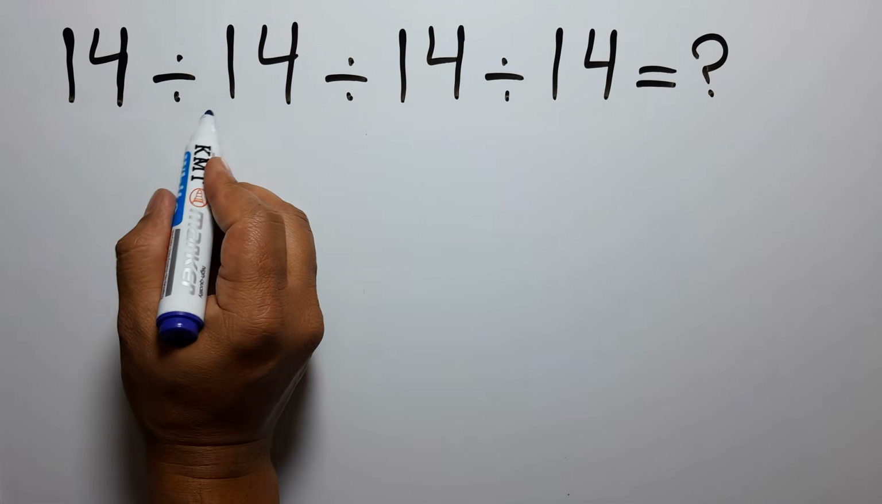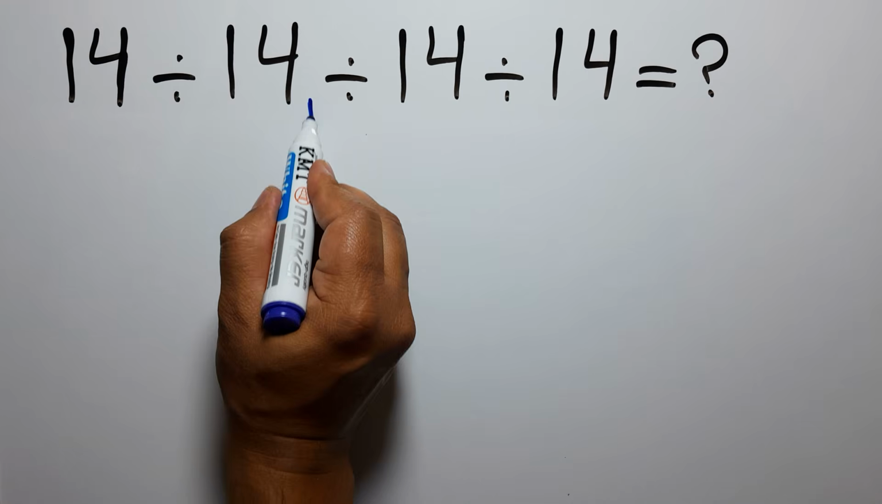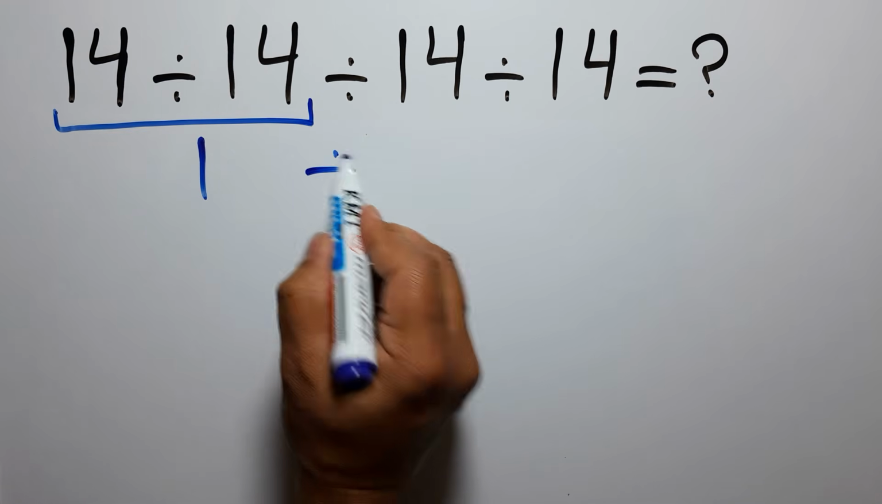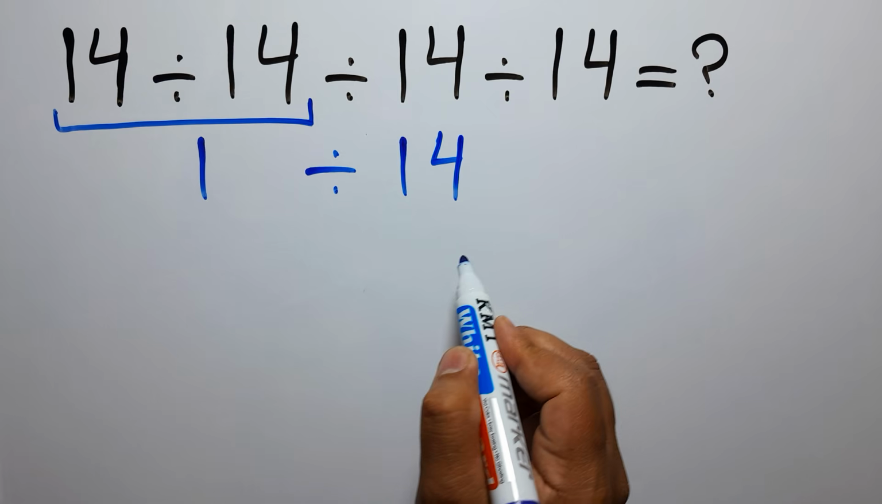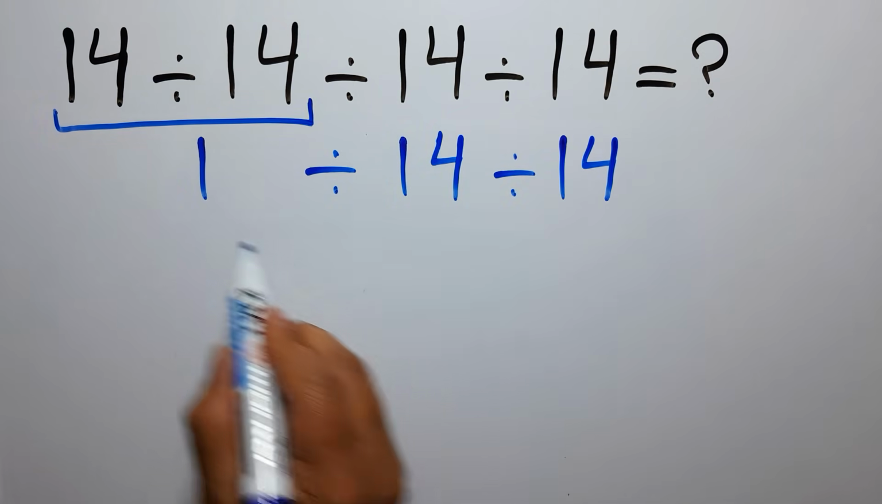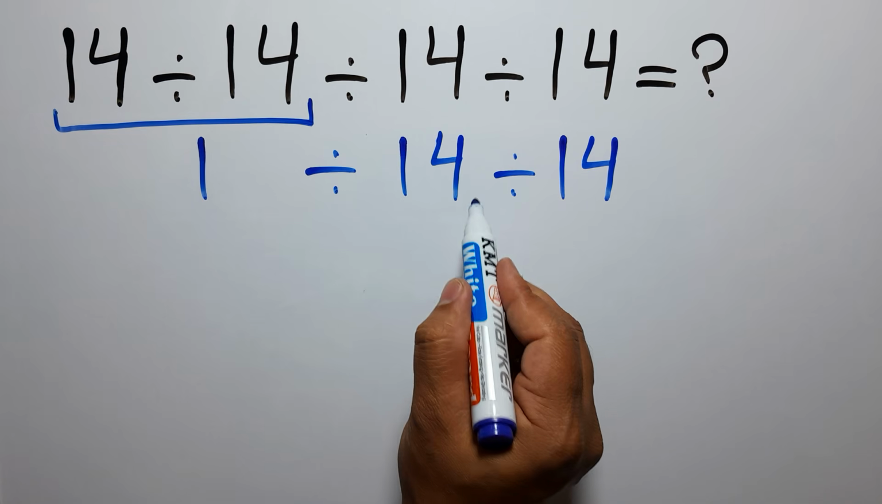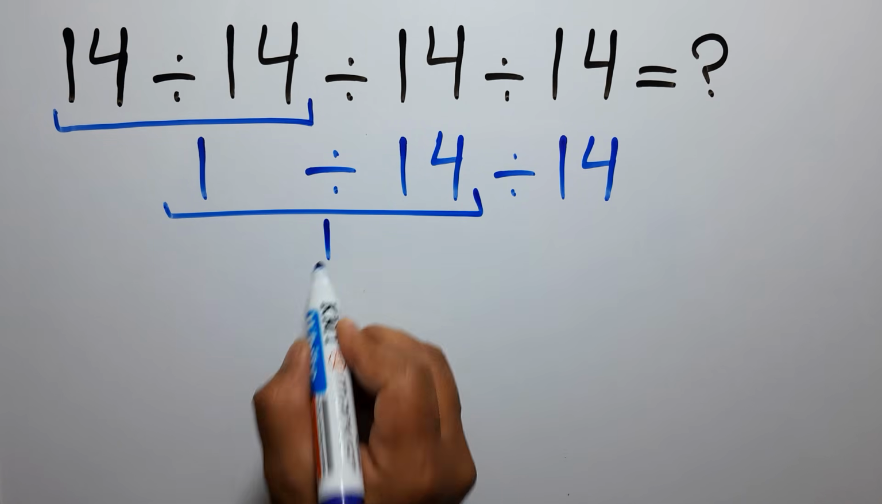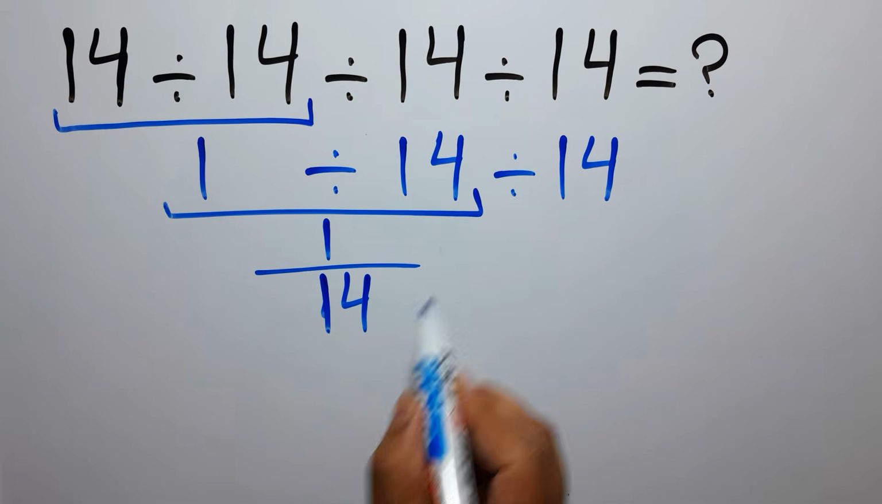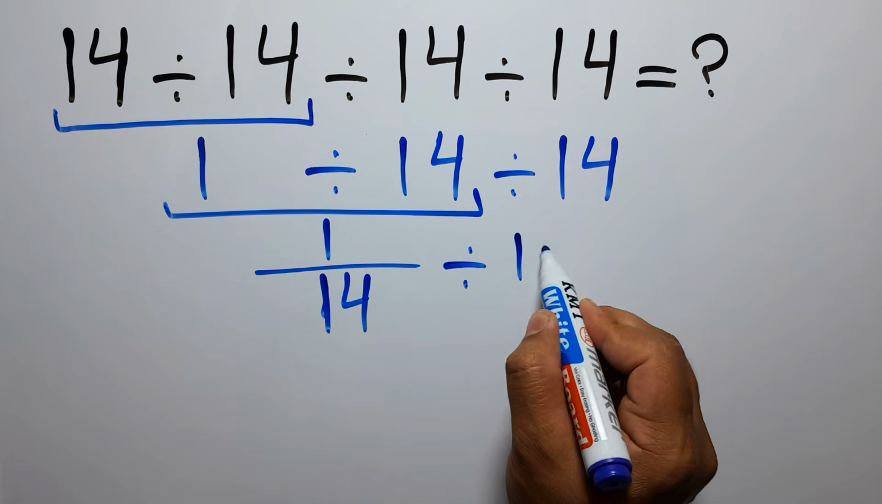So first we have to do this division. 14 divided by 14 gives us 1. So we have 1 divided by 14 and again divided by 14. Now we have to do this division. 1 divided by 14 can be written as 1 over 14. Then divided by 14.